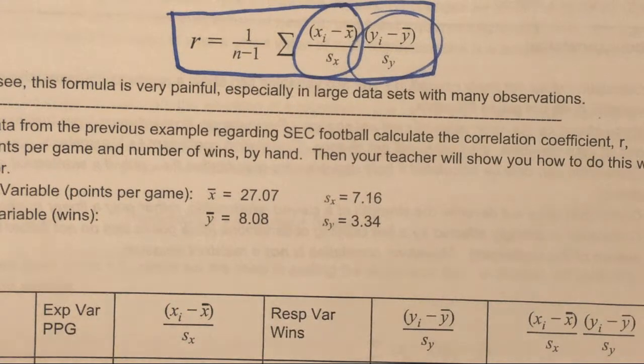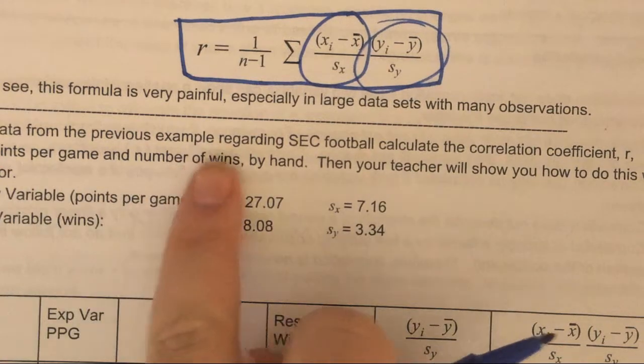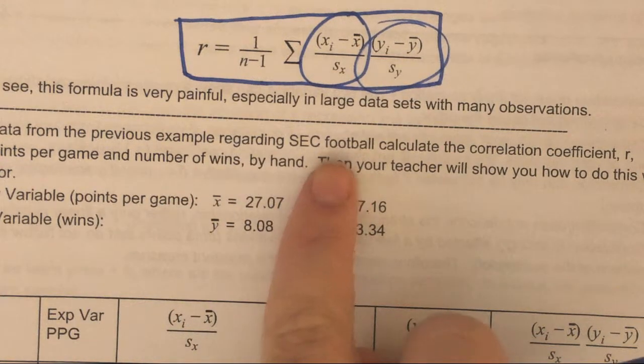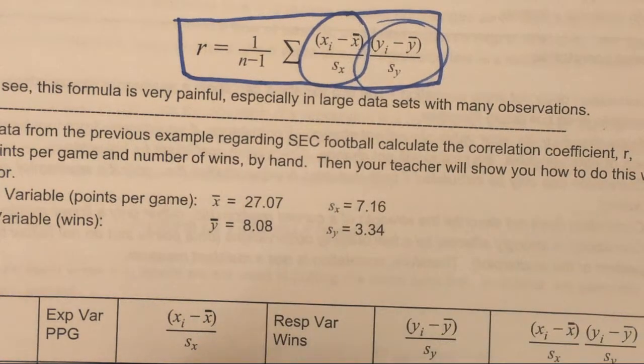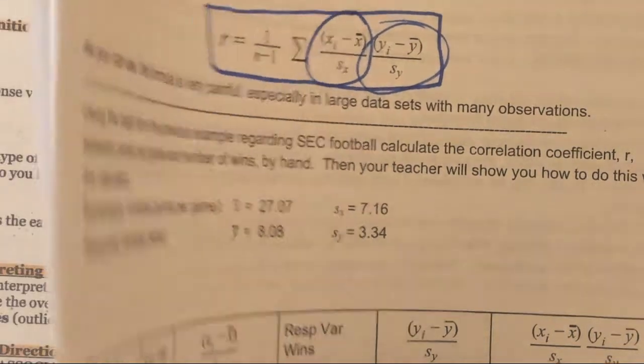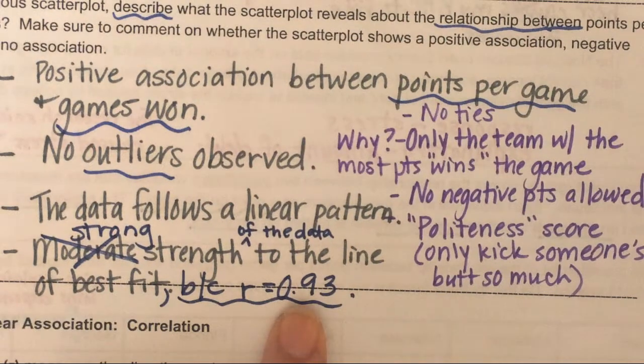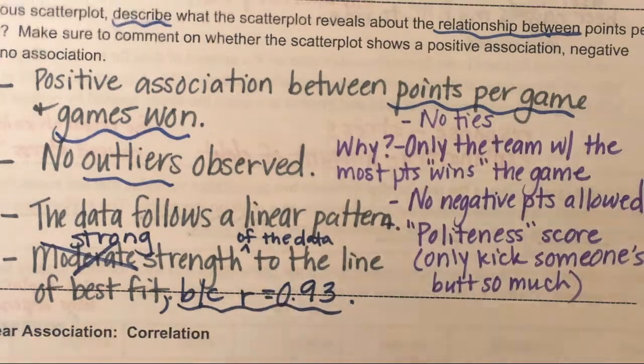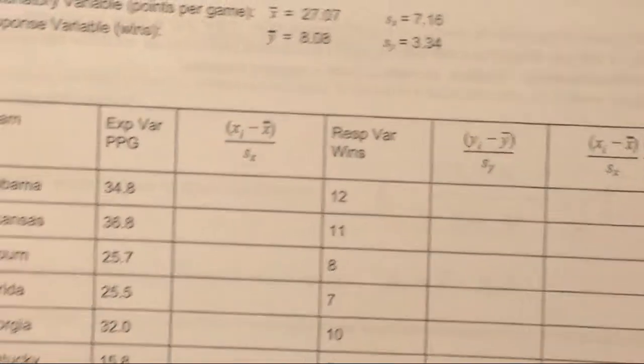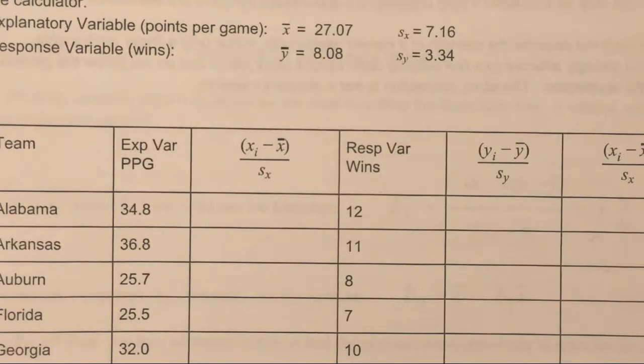Okay, so our example says, using the data from the previous example regarding SEC football, calculate the correlation coefficient R between points per game and number of wins by hand. Then your teacher will show you how to do this with the calculator. Well, we're actually going to do it backwards because you and I calculated it yesterday with the calculator and we got 0.93. So we're going to see if by hand when we calculate it we still get 0.93. But again, 99% of the time, God bless you calculator for handling everything for us.